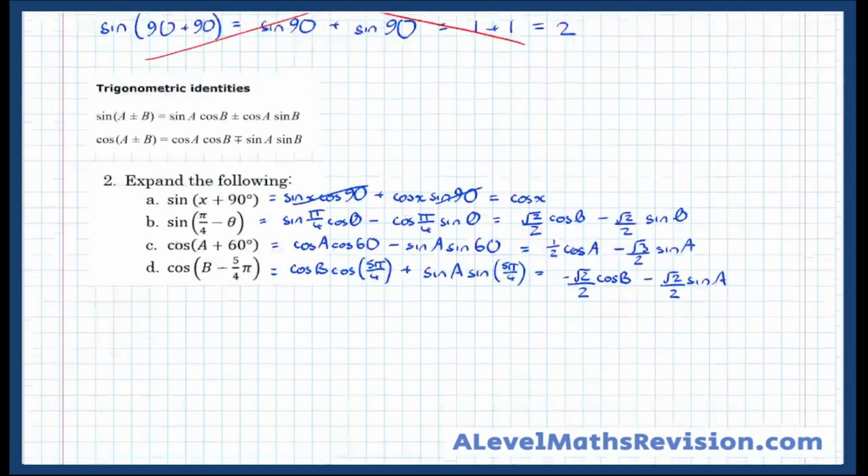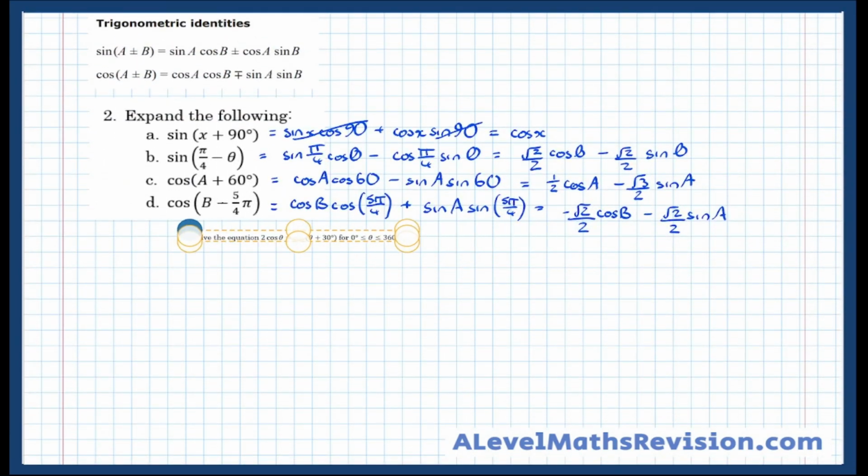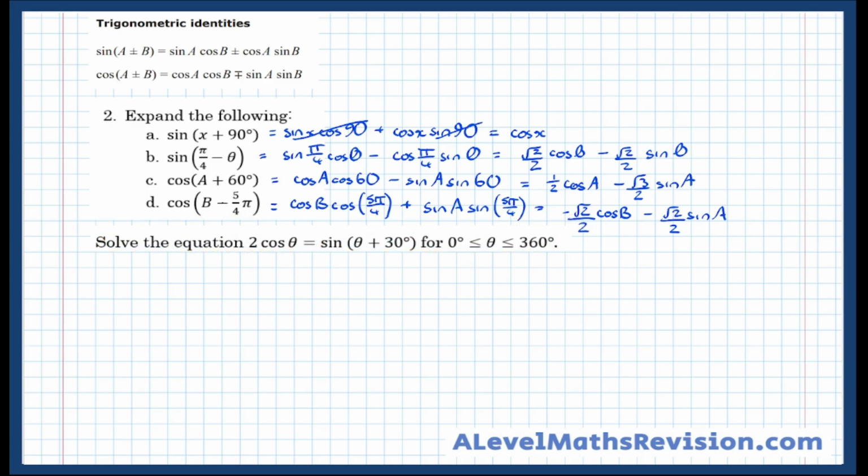So now let's look at solving an equation using the compound angle formulae, and I'll keep them on screen there. So here's a question. Solve the equation 2 cos theta equals sine of theta plus 30 for the limits 0 to 360. So the first thing I'm going to do is use the compound angle formula to expand that. And you might want to have a go at this yourself. If you want to, pause it. But I'll crack on with my solution.